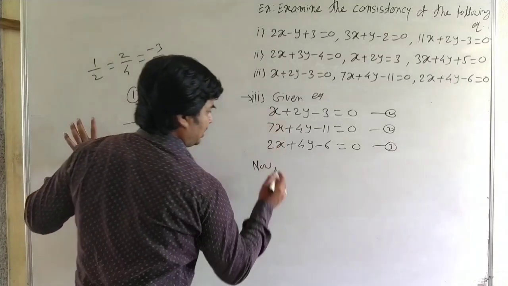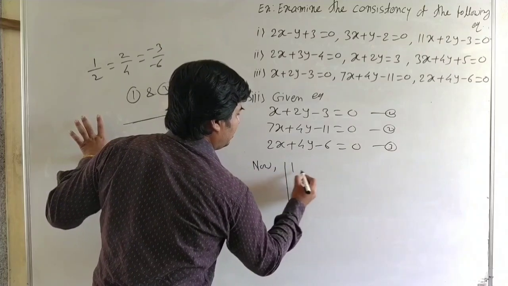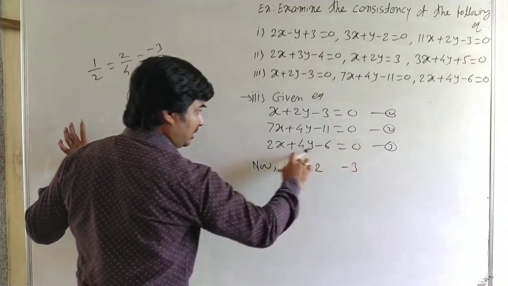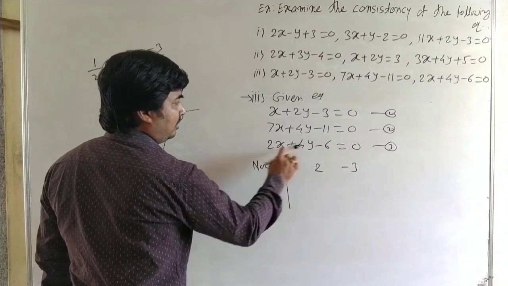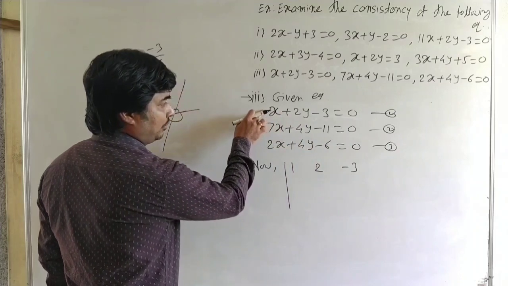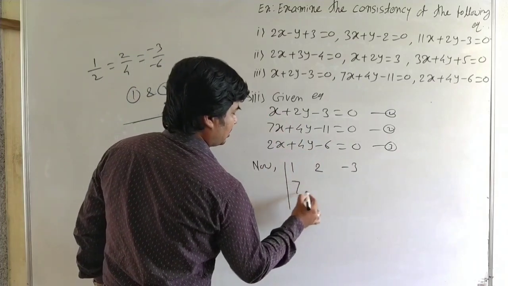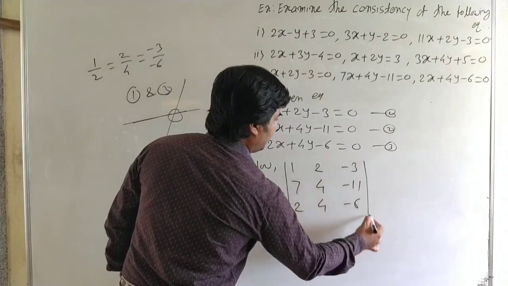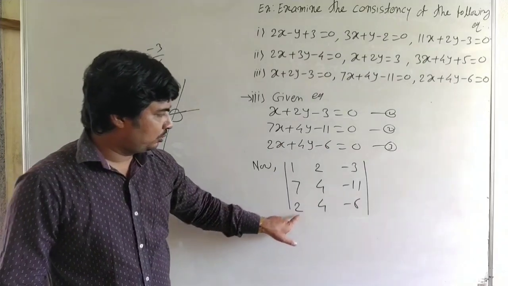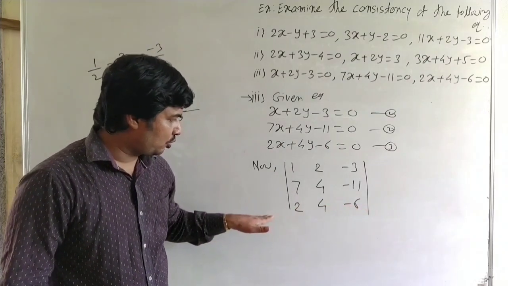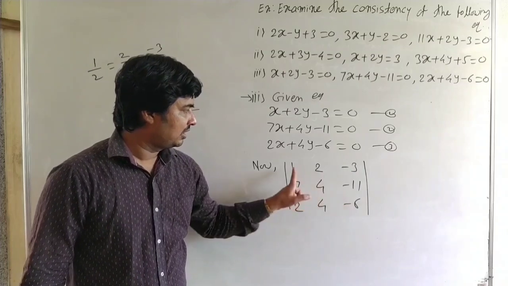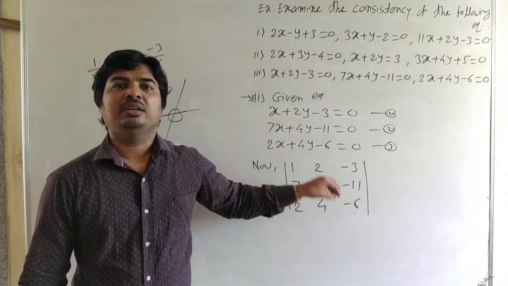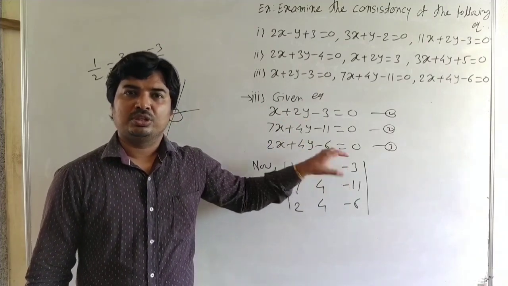Okay, here we can check the determinant. We can write the determinant 1, 2 and minus 3. Here if we divide by 2, it is 1, 2 and minus 3. That means we get equation 1. Then we write the same 7, 4 and minus 11, and 2, 4 and minus 6. The value of this determinant is always 0 because here 2, 4, minus 6, we can take 2 common, then here 1, 2 and minus 3. If two rows in the determinant are the same, then the value of the determinant is 0. It is a property of determinants.